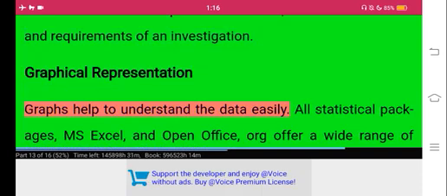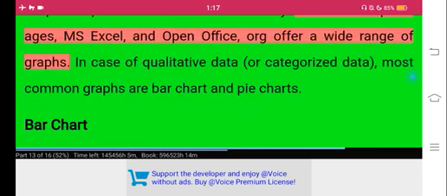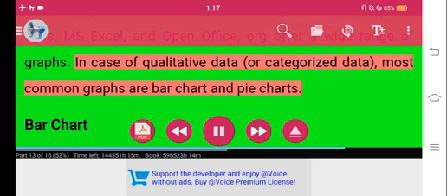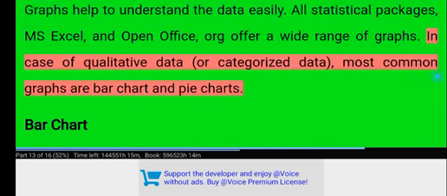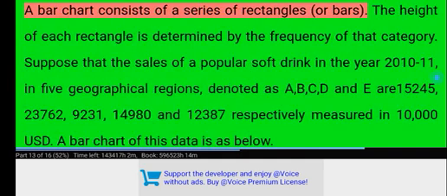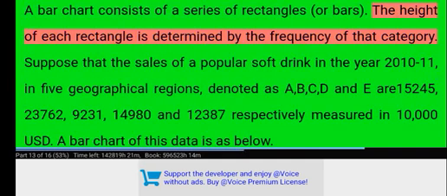Graphical representation. Graphs help to understand the data easily. All statistical packages, MS Excel, and OpenOffice offer a wide range of graphs. In case of qualitative data or categorized data, the most common graphs are bar chart and pie chart. Bar chart. A bar chart consists of a series of rectangles or bars. The height of each rectangle is determined by the frequency of that category.